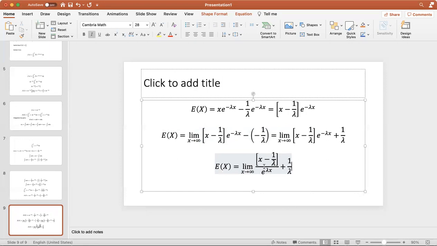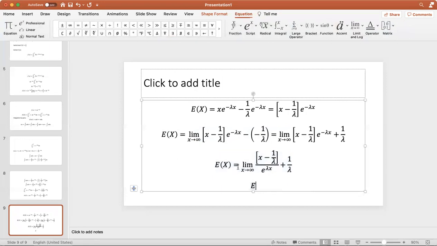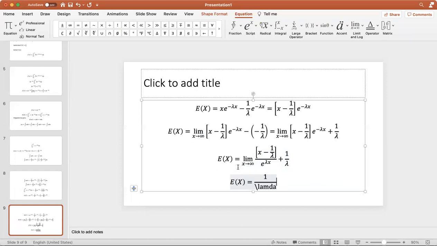And this becomes 1 over lambda e raised to lambda x. So the denominator will be increasing without bound, while the numerator will be constant at 1. Therefore, this limit expression becomes 0, and we can now verify that indeed the expected value of x given the joint density function is equal to 1 over lambda.